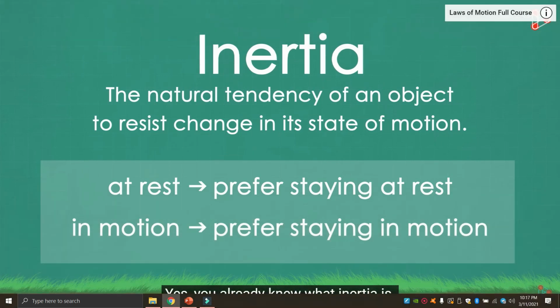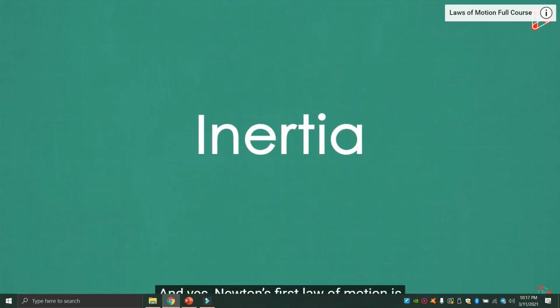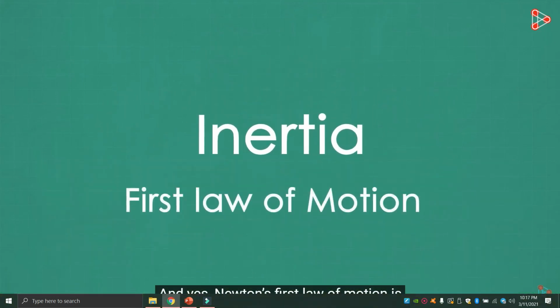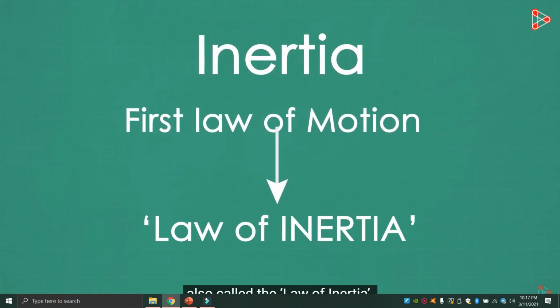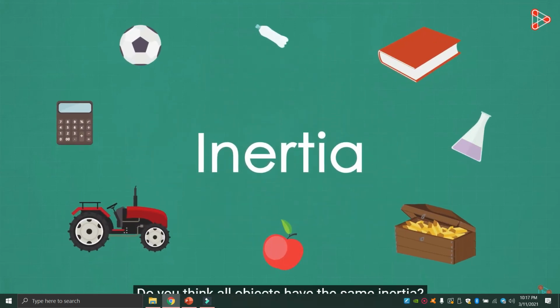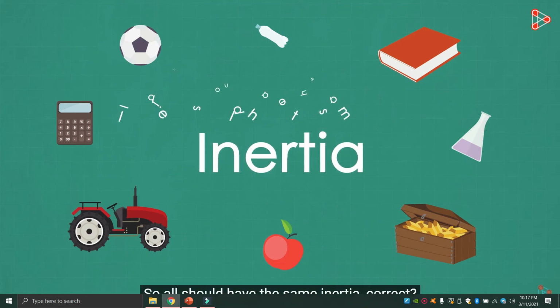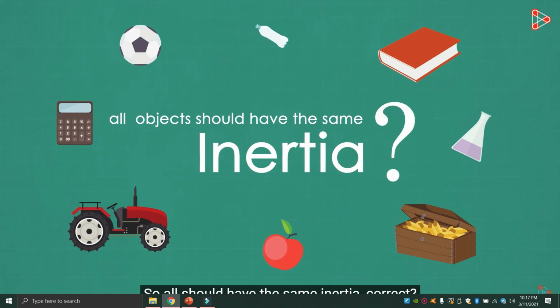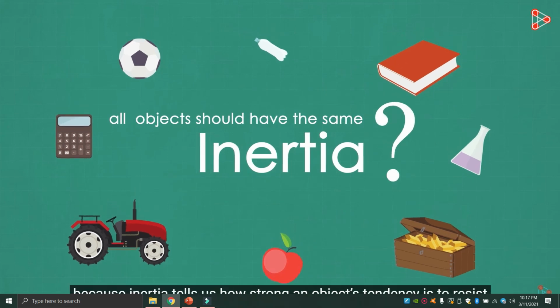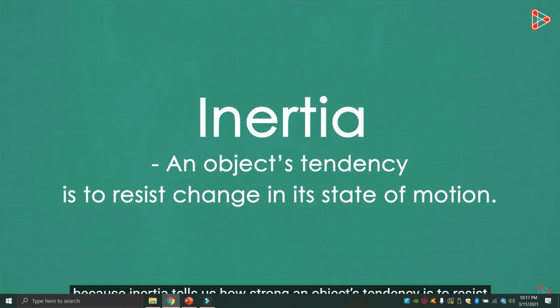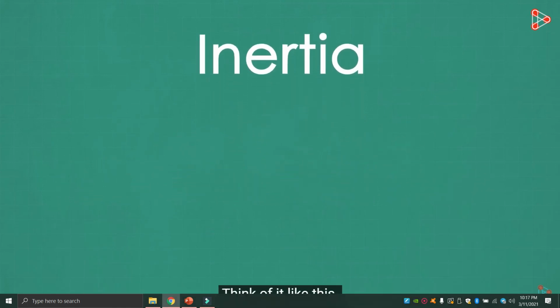Yes, you already knew what inertia is. And yes, Newton's first law of motion is also called the law of inertia. Do you think all objects have the same inertia? All objects resist changes to their state of motion, right? So all should have the same inertia, correct? Well, not really. Because inertia tells us how strong an object's tendency is to resist change in its state of motion.